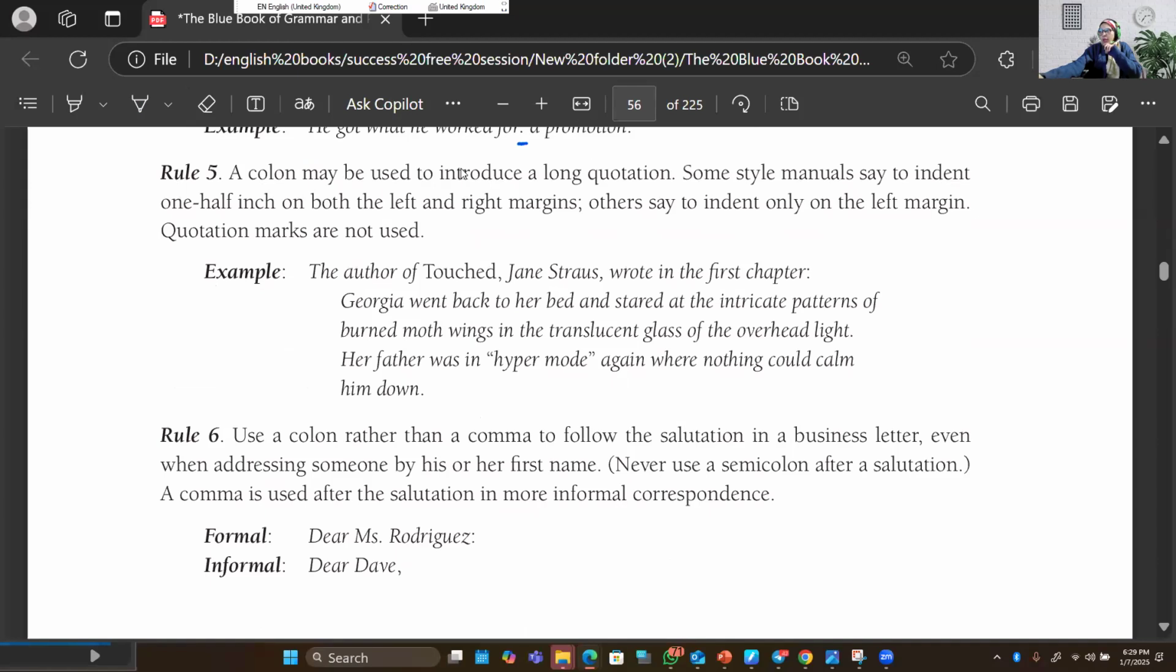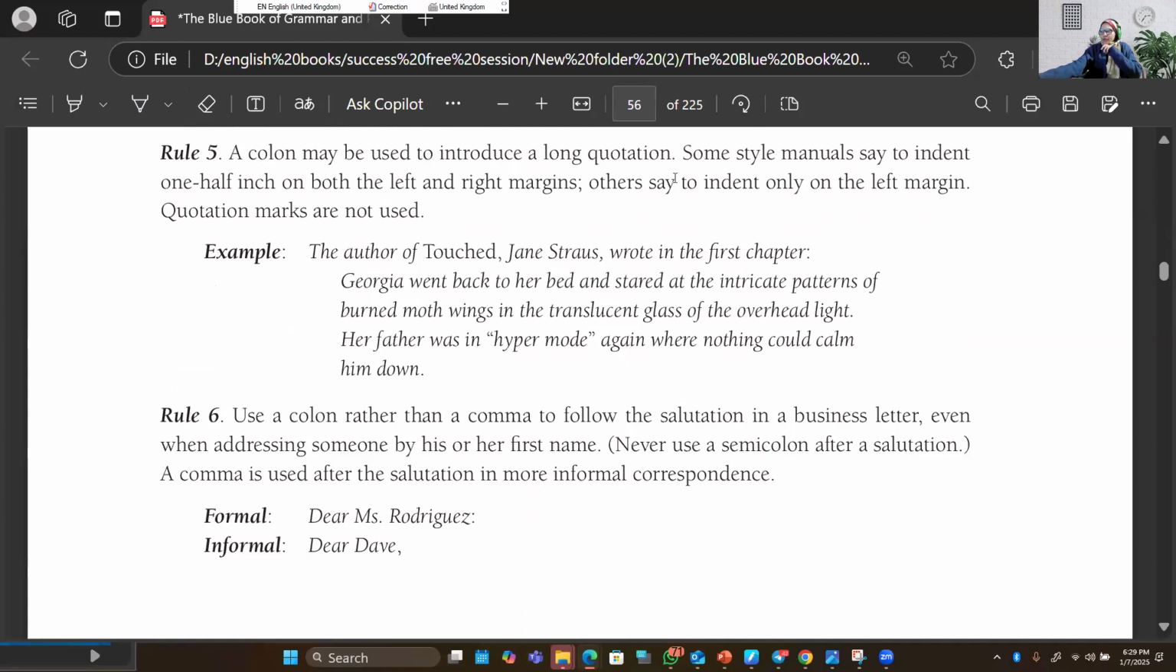So use a colon to introduce a long quotation, dialogues. Ahmed said, and you put a colon, and then you say, the author of the book wrote the first chapter, and then he wrote something like that. That's a quotation. But guys, beware. In this case, you cannot use quotation marks. Okay? If you use the colon, don't use the quotation marks.